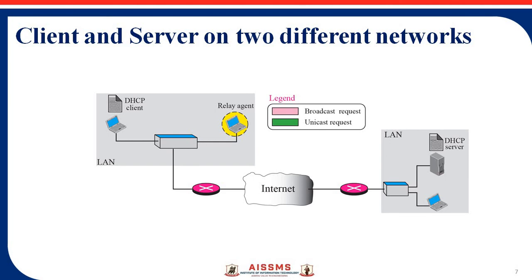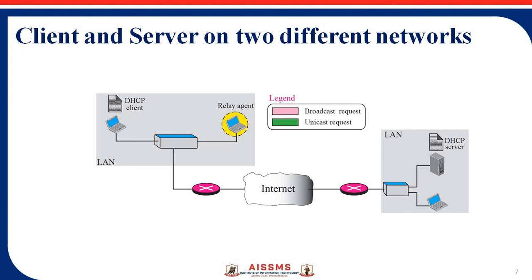To solve the problem, there is a need for an intermediary. One of the hosts can be used as a relay. The host in this case is called a relay agent. The relay agent knows the unicast address of the DHCP server and listens for broadcast messages on port 67.